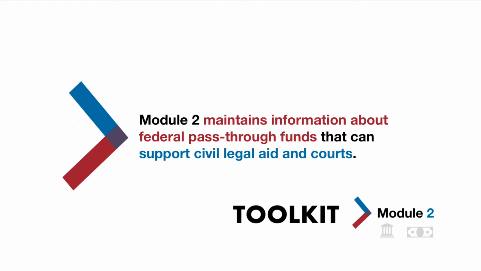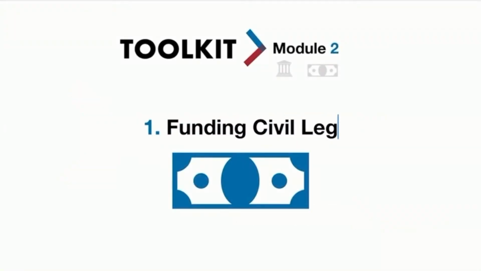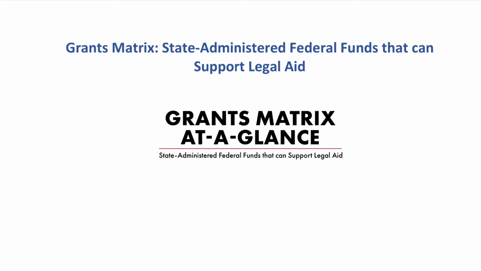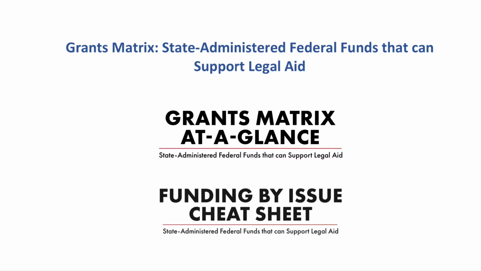Module 2 maintains information about federal pass-through funds that can support civil legal aid in courts. This information is divided into 3 sections. First is the Funding Civil Legal Aid page, featuring our Grants Matrix and our more simplified Grants Matrix at a Glance sheet and Funding by Issue cheat sheet.